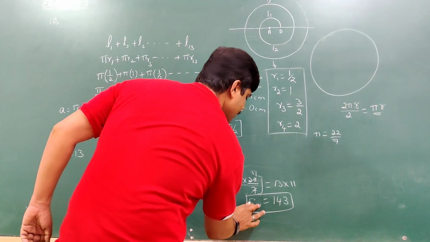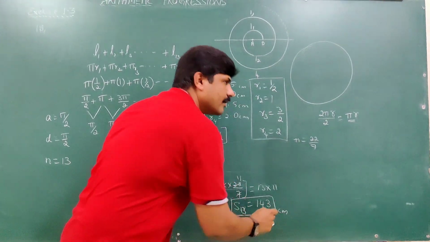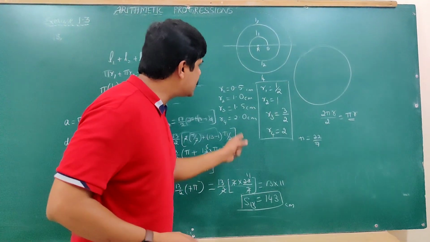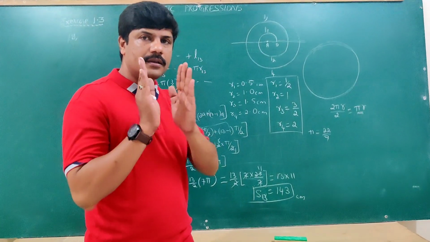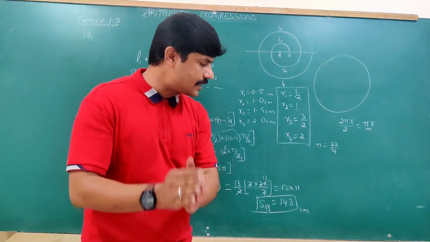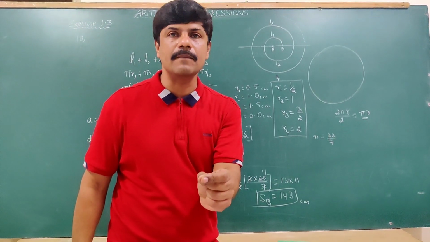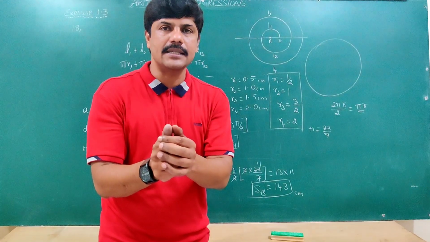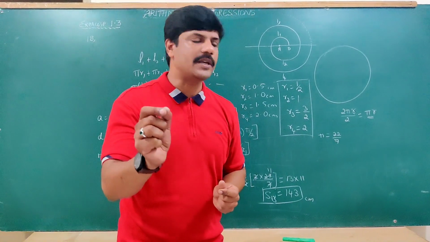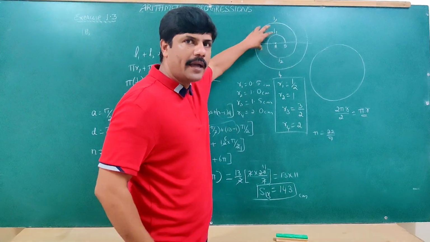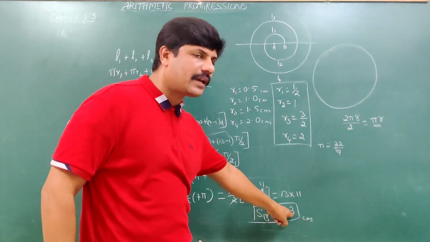So Sn, the total length, S13, we got 143 centimeters. What is the total length of this spiral, which consists of 13 semicircles, not hemispheres, semicircles? 143 centimeters. Did you understand, children? The question asked is, what is the length of the spiral which consists of 13 semicircles? The length of this spiral which consists of 13 semicircles is 143 centimeters.